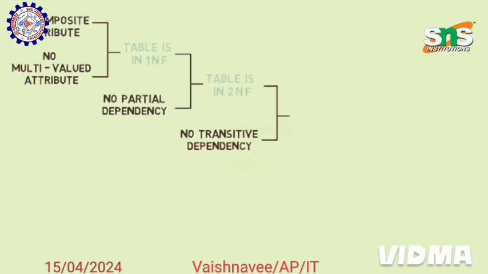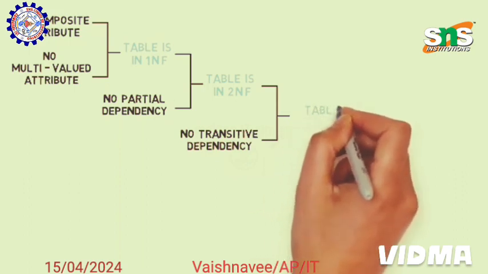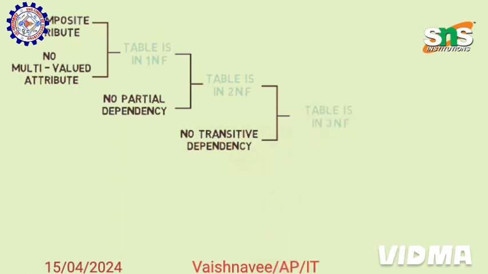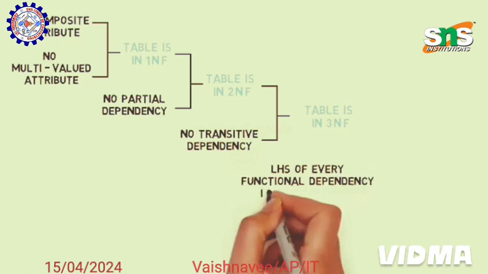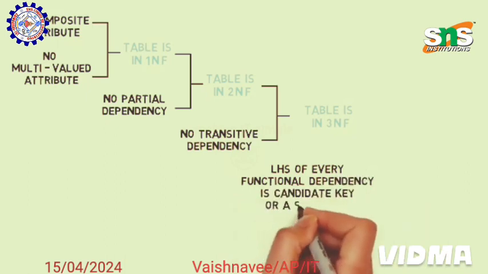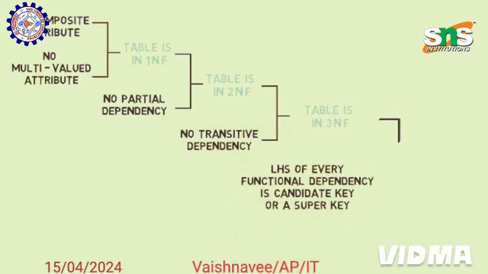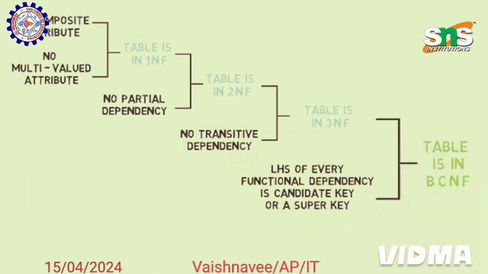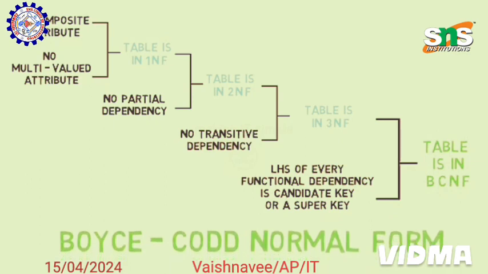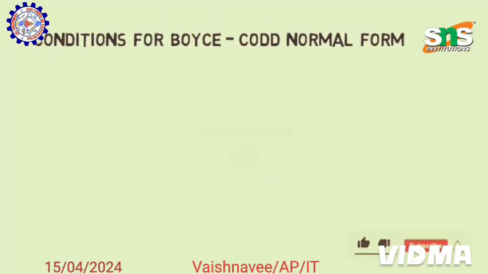Then, if the table does not have any transitive dependency and it is in second normal form, then these two conditions mean that the table is in third normal form. And finally, if a table is in third normal form and the left hand side of every functional dependency of the table is a candidate key or super key, then these two conditions mean that the table is in Boyce-Codd normal form or BCNF. So what does that mean? Let us see with an example.